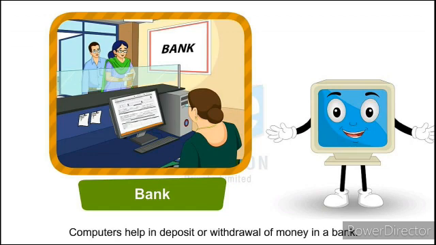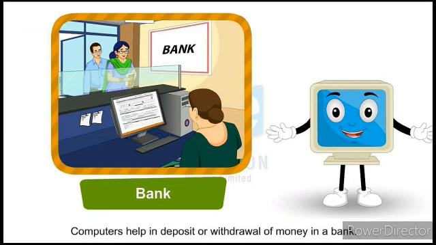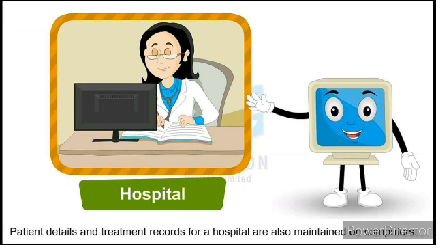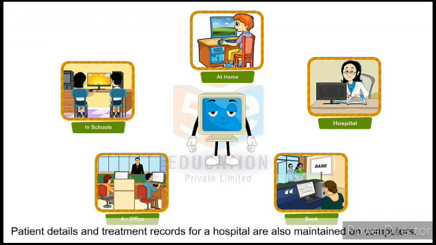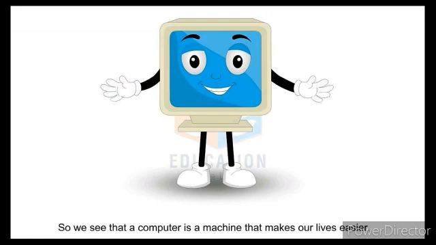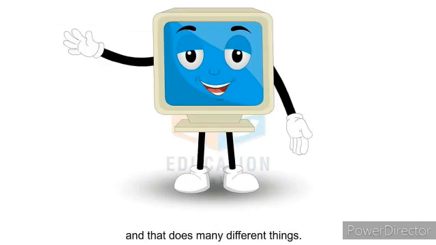Bank: computers help in deposit or withdrawal of money in a bank. Hospital: patient details and treatment records for a hospital are also maintained on a computer. So we see that a computer is a machine that makes our lives easier and that does many different things.